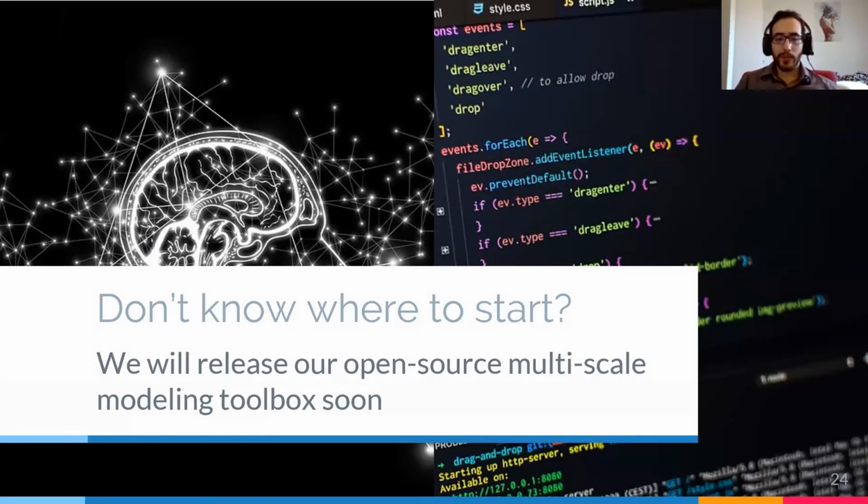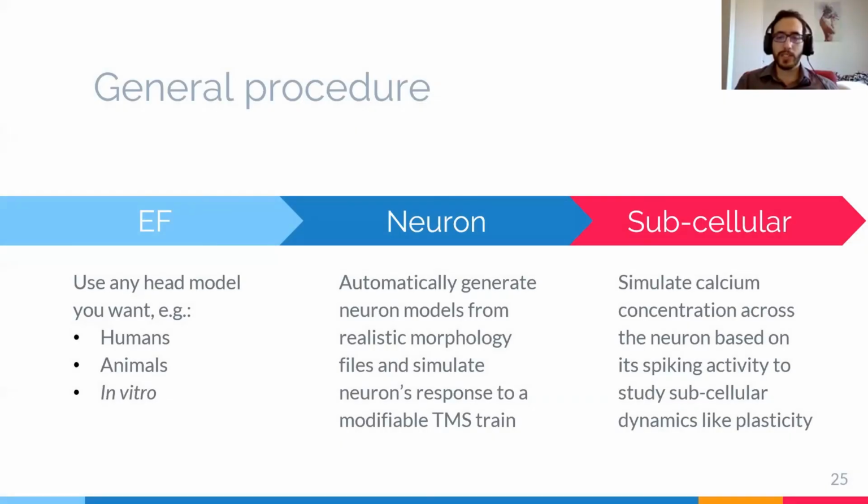With that, I'm happy to inform you that pretty soon we're going to release our open source multi-scale modeling toolbox with a bunch of instructions and all the code necessary to start doing multi-scale modeling, in case you're interested. And this is just a very brief overview of the general procedure. We do modeling at 3 levels: electric field, neuron scale, and subcellular calcium concentration. At the electric field level, we basically simulate NIBS. You can use any head model that you want, like animals, in vitro models, humans, and calculate the electric field, and then couple the results to the neuron.